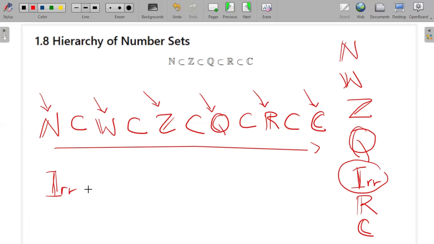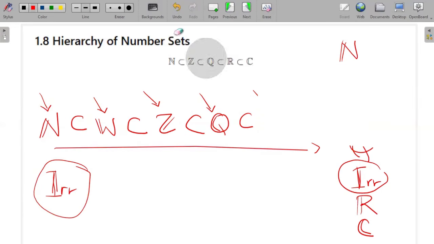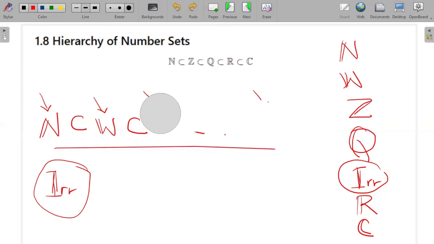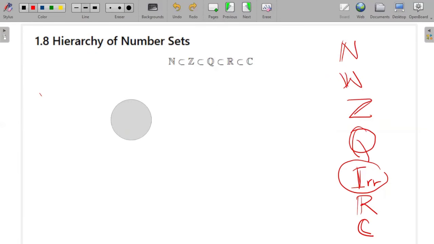So sometimes you'll be asked to draw an illustration of these numbers, because they are actually subsets of each other. This irrational is on its own, but actually it's a subset of the complex. So sometimes you'll be asked to draw this on a diagram. So let me draw it on a diagram. You see how it's going to look like.